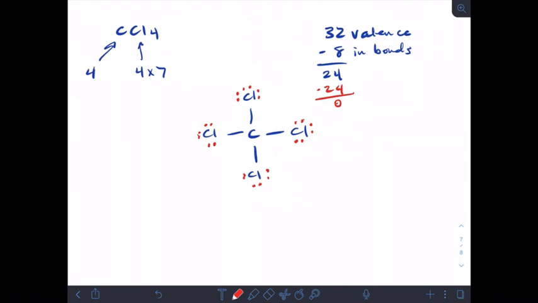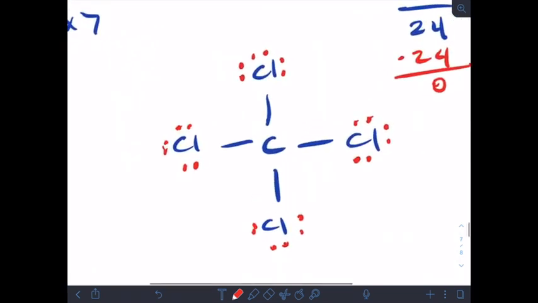So my next step, if I had anything left over at this stage, would be to put more electrons on my central atom. But I've used all my electrons up, so I'm all done, right? So now I want to check my octets, okay? So let's zoom back in here.